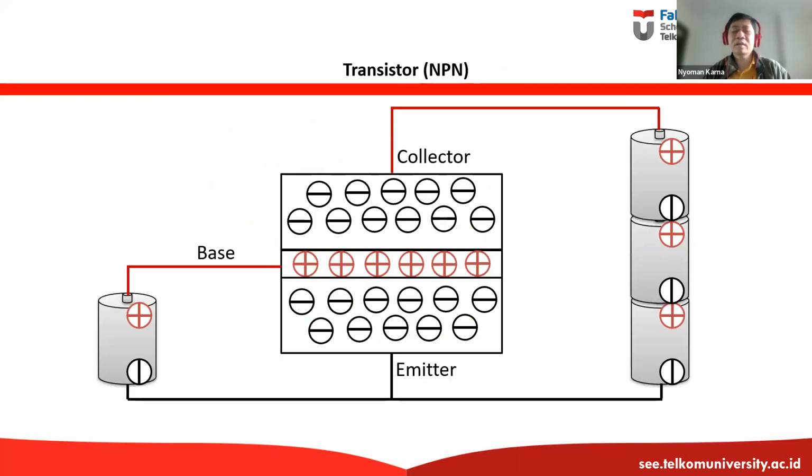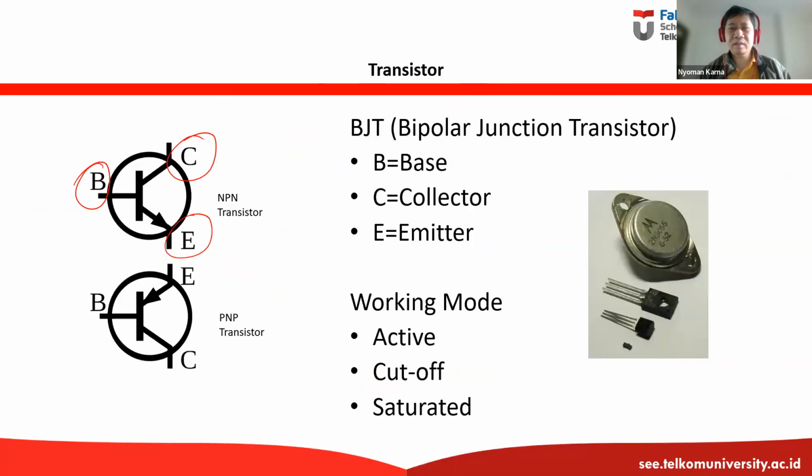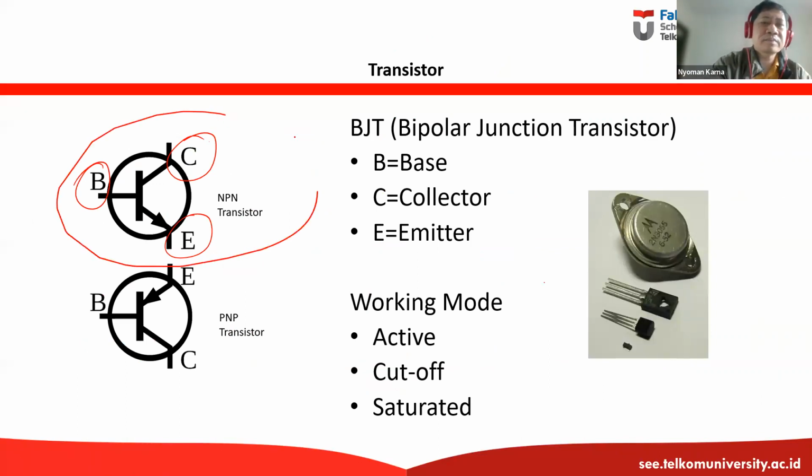How about a transistor? In a transistor, we now have three semiconductors. First one is, let's take for example, this one is the N, this one is P, this one is N. So this is a BJT. It's an NPN junction transistor, something like this. This is the NPN transistor.